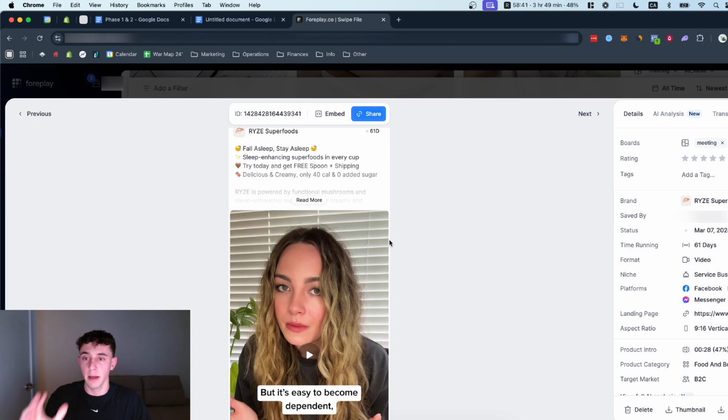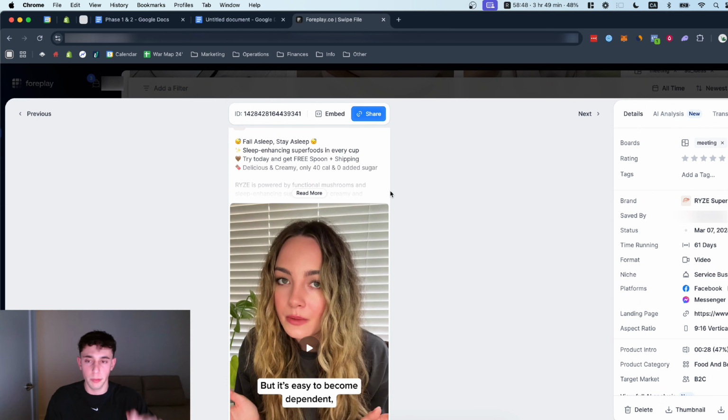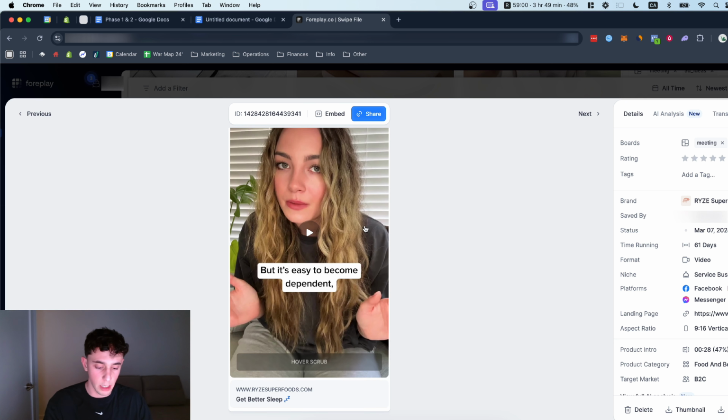Now let's pretend you're in the niche of sleep aid, trying to help people with their sleep. Ride Superfoods sells a mushroom blend that helps you sleep. Let's just say instead you're selling a melatonin gummy. You sell melatonin gummies, you're doing research, and you find this competitor, not obviously melatonin gummies, but the same niche, helping sleep. So what you would do is come here and watch the ad.